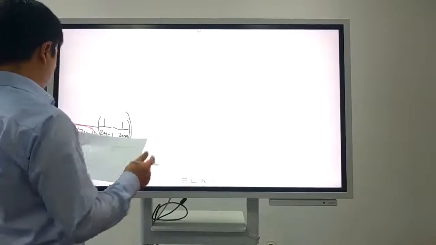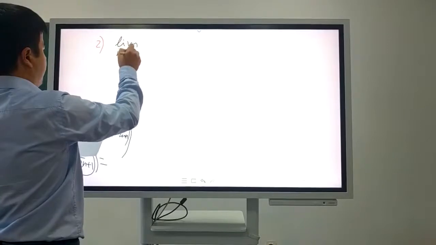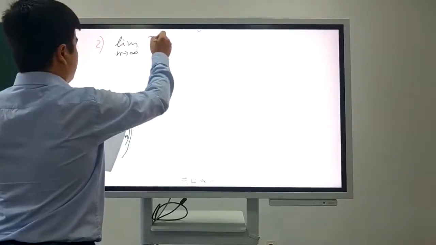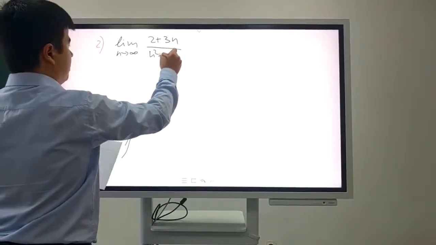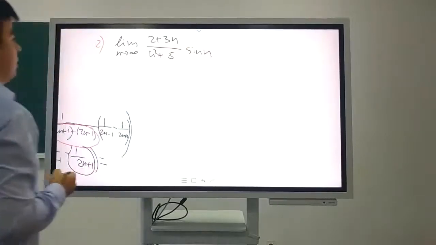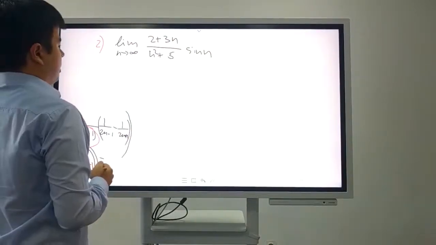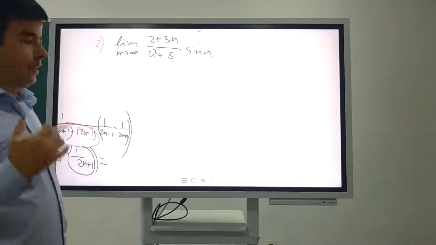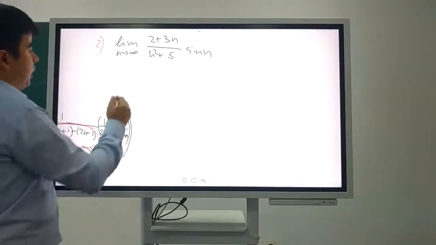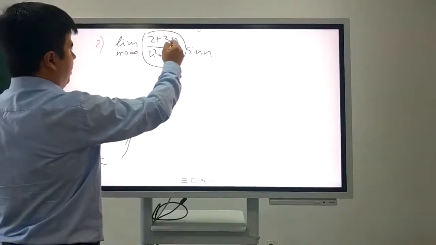The second one is limit n tends to infinity of (2 plus 3n) over (n squared plus 5) times sine n. So let's consider this sequence and the limit of this sequence. Here, how can we calculate this limit? To calculate this limit, firstly, we need to consider this part: 2 plus 3n over n squared plus 5.